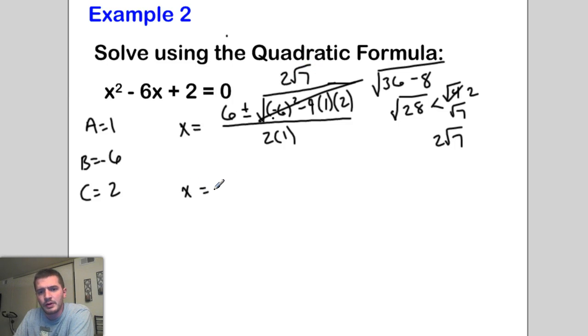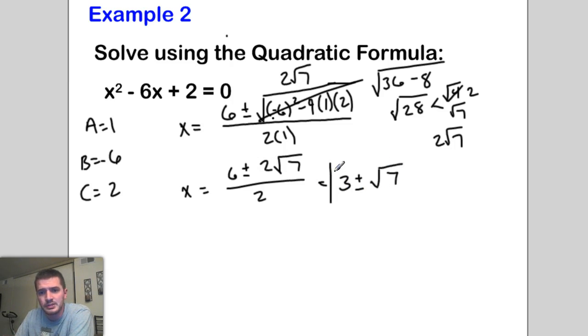And now we can go ahead and rewrite it. So 6 plus or minus 2 square root of 7 all over 2 times 1 is 2. Now one more thing I want to point out before we go any further is that each one of the real numbers here is divisible by 2. So I'm going to go ahead and divide by 2. 6 divided by 2, I get 3 plus or minus, and 2 divided by 2 is just 1, so I can just write the square root of 7. And these will be my two answers.